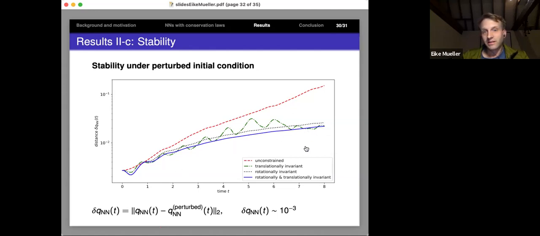Interestingly, the translation invariance seems to help almost as much as switching on both translation and rotation invariance.